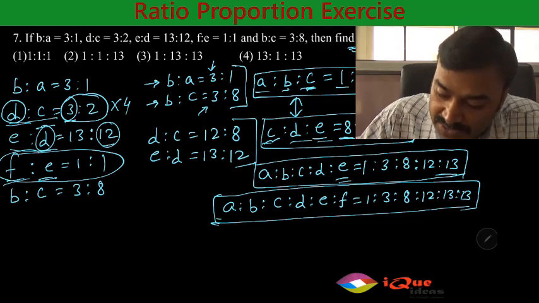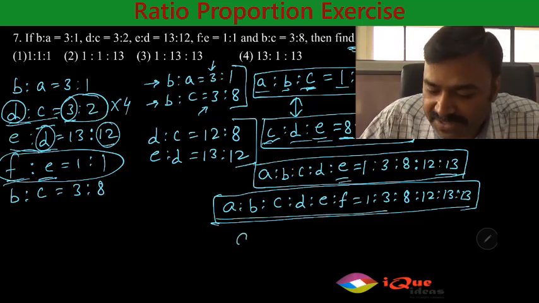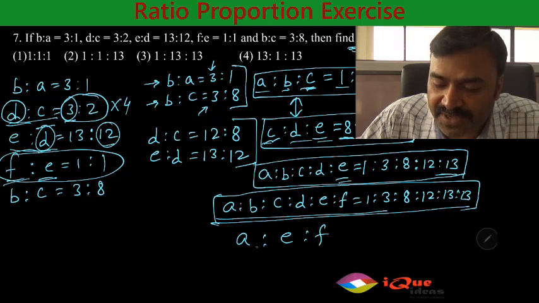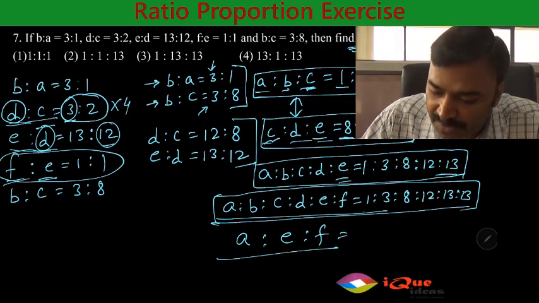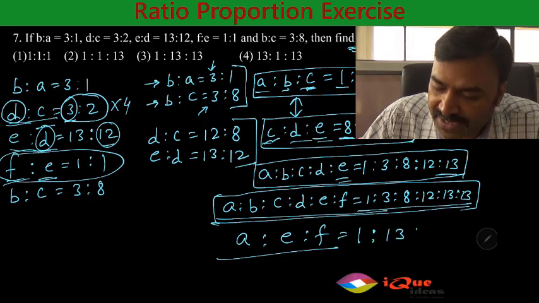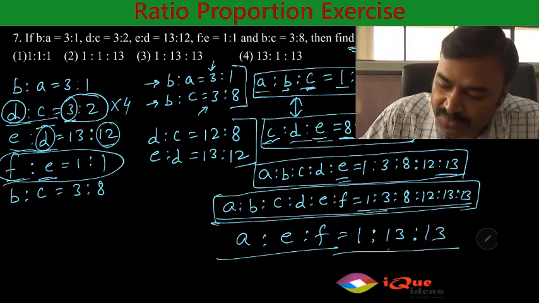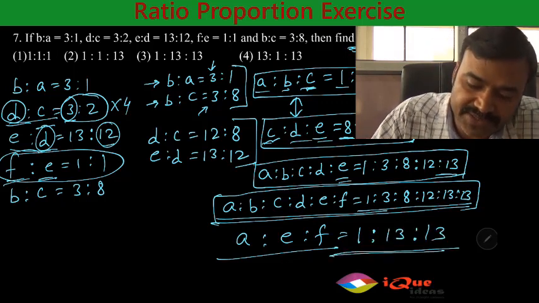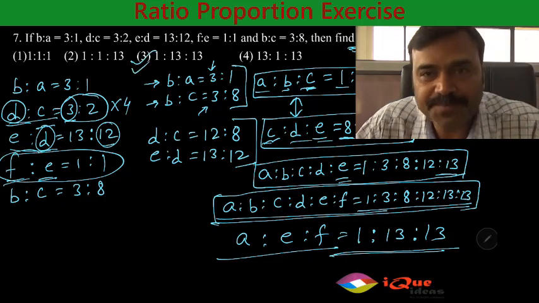So from here, now this is the combined ratio. Now from here it is A is to E is to F. That is what we have to find. So from this ratio, just take A is 1, E is 13 and F is 13. So the ratio will be 1 is to 13 is to 13. That is, third option is the correct answer.